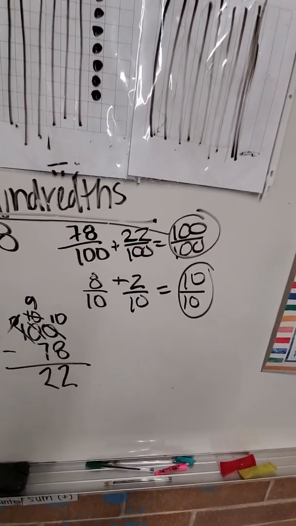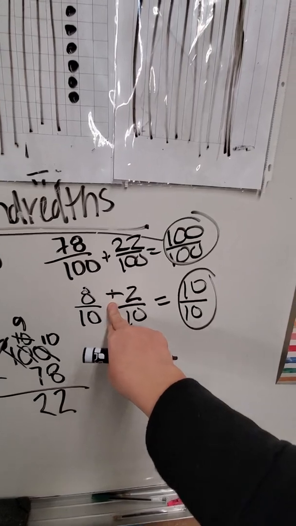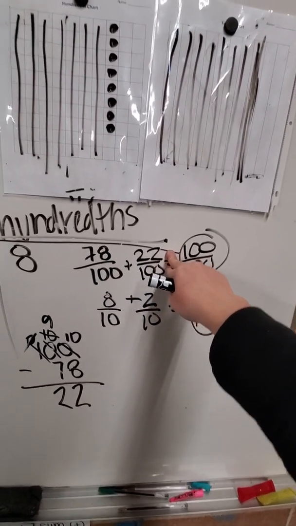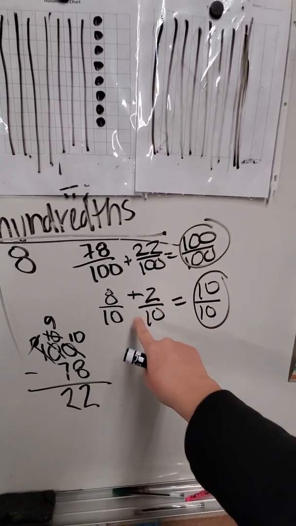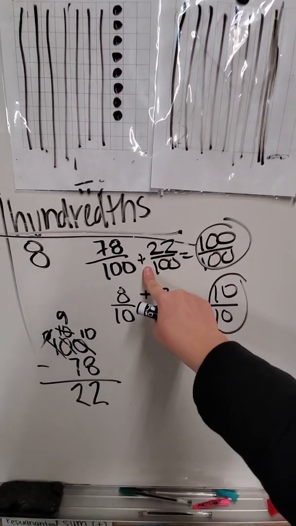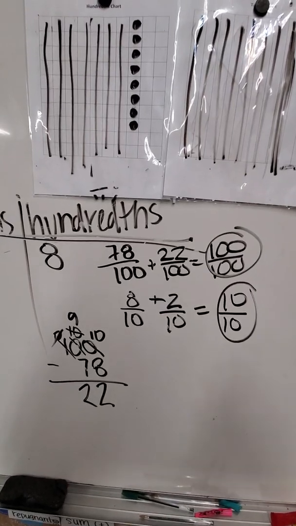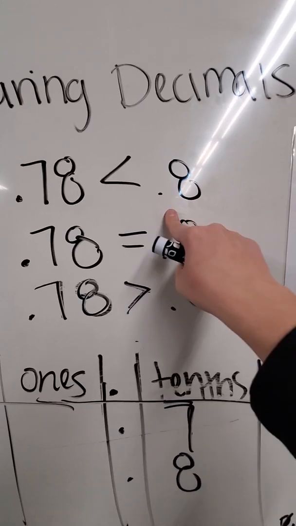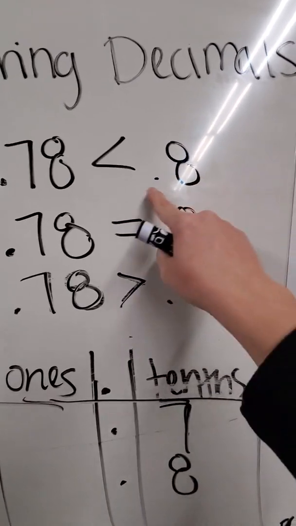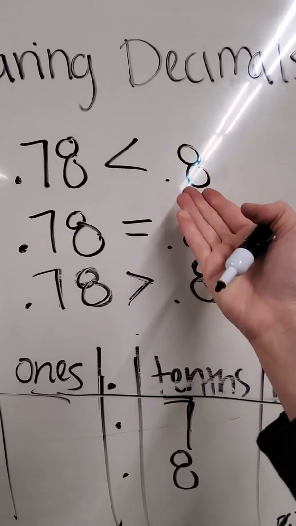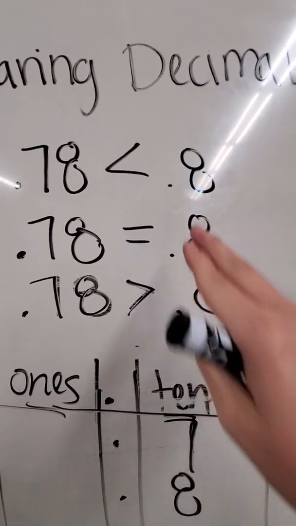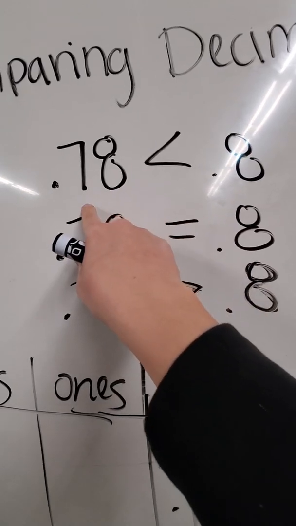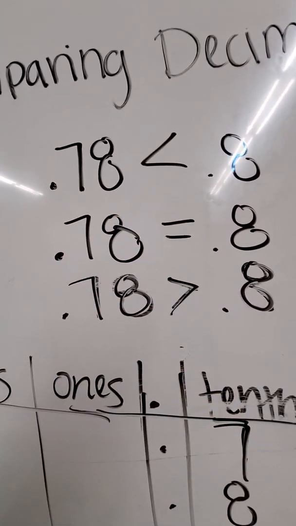So which one's closer? Would it be better just to have 2 more tenths to go or 22 hundredths to go? To me, it sounds like this one, wow, is way closer than having 22 hundredths. So we know that this 0.8, or this 8 tenths, which is what you would say correctly if you're using math vocabulary, 8 tenths is greater than 78 hundredths.